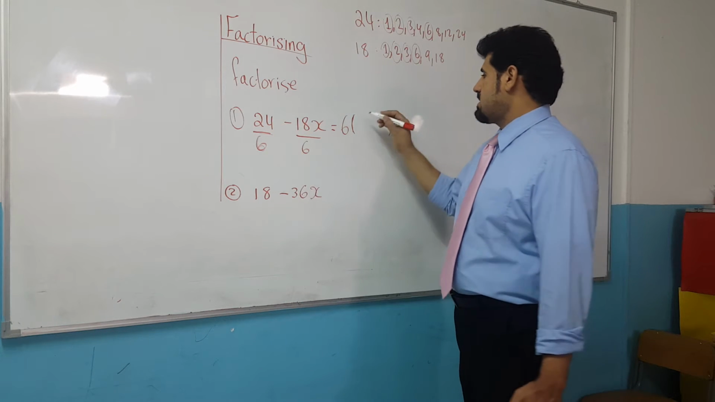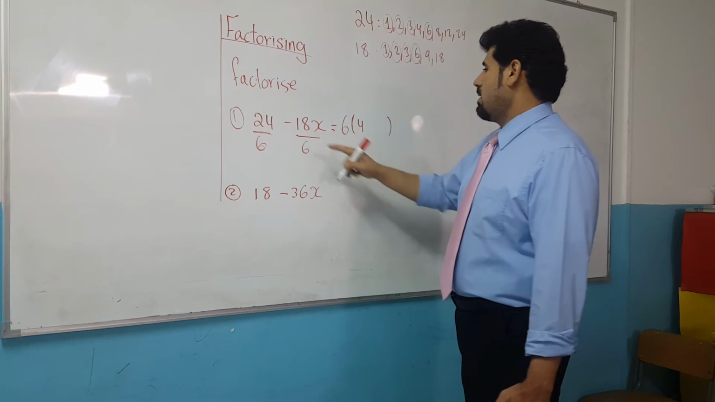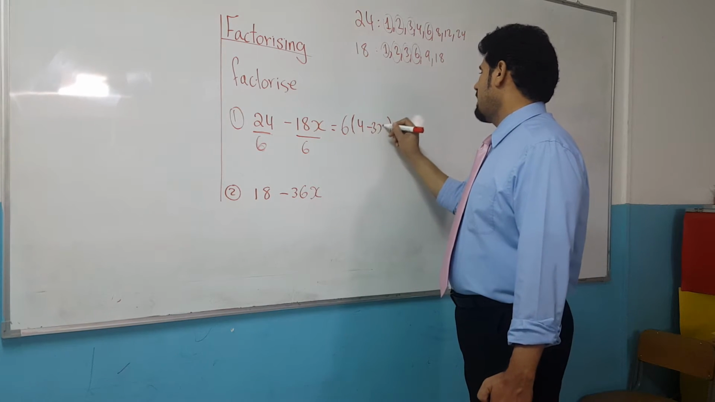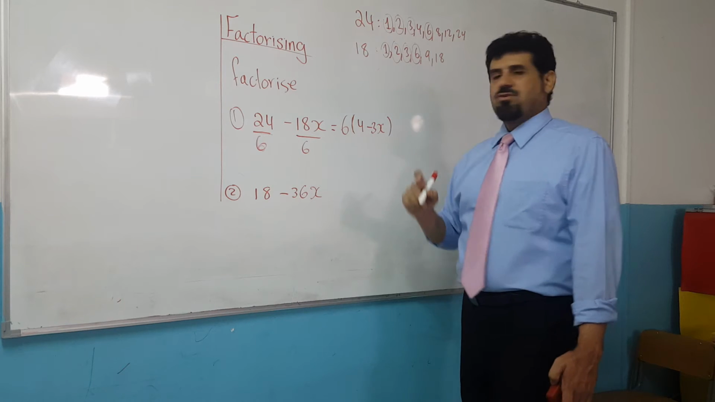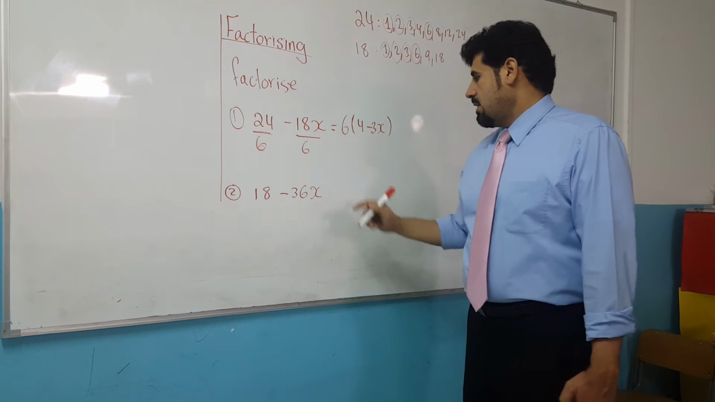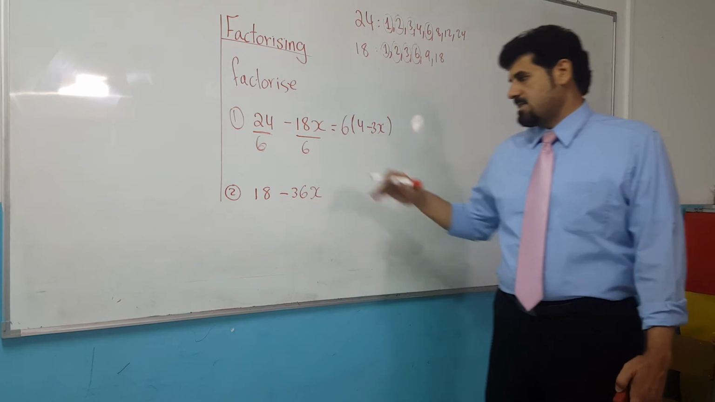And then the results will be inside the bracket. 24 divided by 6 is 4. Minus 18 divided by 6 is minus 3. And then the x stays. And you are done. This is how we factorize by common factor. Now let's do the second one. It's exactly the same thing.